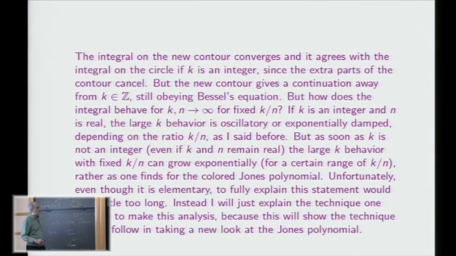But how does the integral behave for large k and n with fixed ratio? If k is an integer and n is real, the large k behavior, as I already said, is oscillatory or exponentially damped. But as soon as k is not an integer, even if k and n are still real, the large k behavior with fixed k over n can grow exponentially for a certain range of k over n, just like for the colored Jones polynomial. This is elementary, but to fully explain it would be a little too long. So I won't fully explain it, but I'll just explain the technique you can use to analyze it, because that will show us what we should do to take a new look at the Jones polynomial.